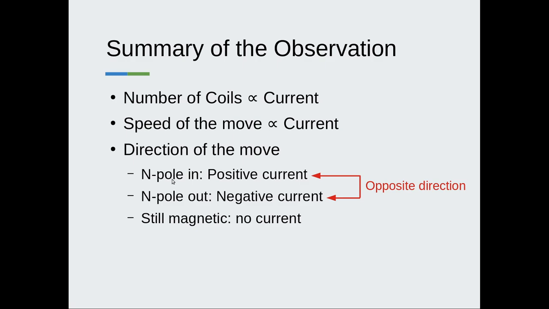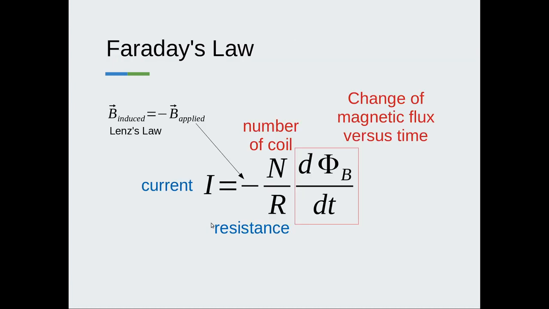Let's just focus on the north pole of your magnet. If the north pole is going in, we get the positive current. And if the north pole is going out, we have negative current. And if the magnet is not moving, it just sits there, and if it's static, we don't have any current at all. And to summarize all of our discoveries, we can arrange everything together and we get Faraday's law. I think Faraday developed his theory that way, very empirically and just based on experimental facts.